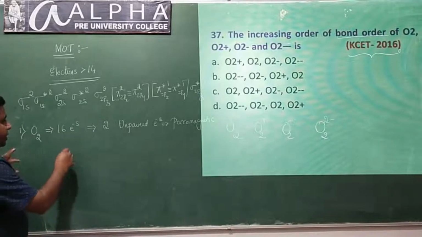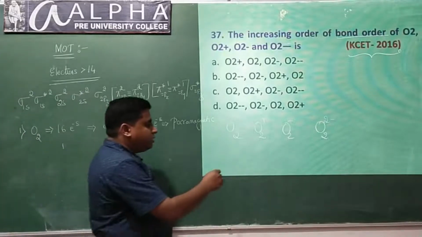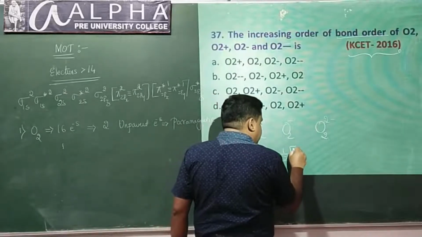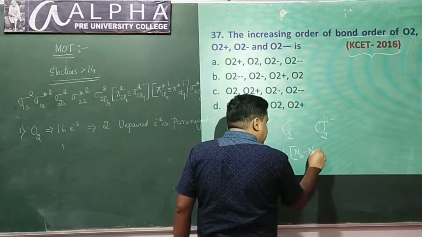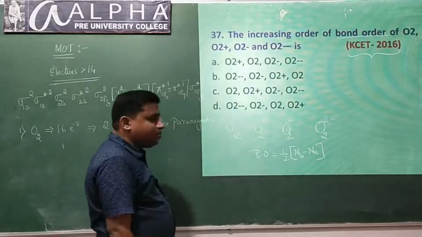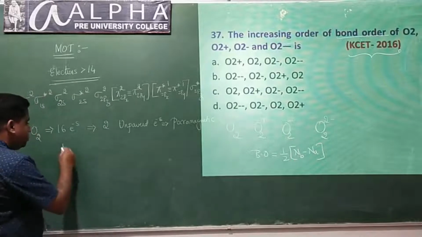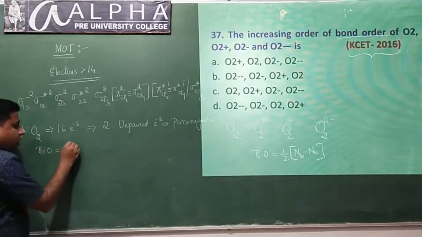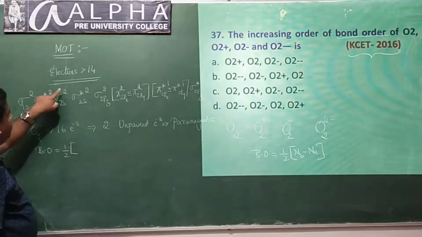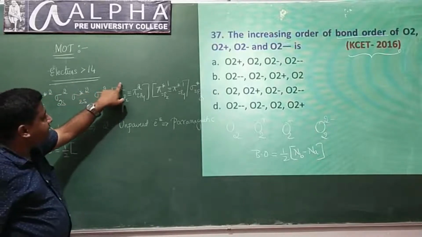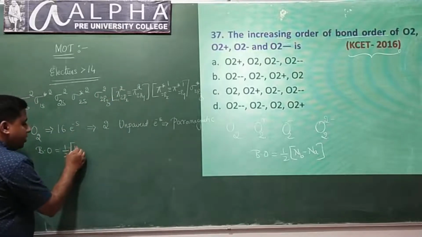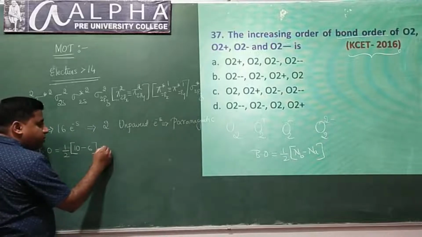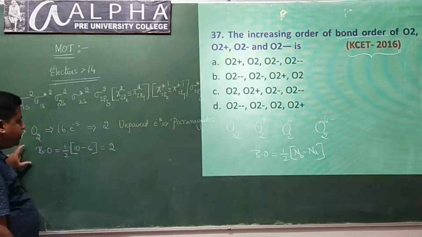Now let us calculate the bond order. What is the formula to calculate the bond order? Bond order is equal to half of Nb minus Na, the number of bonding electrons minus the number of anti-bonding electrons. So let us use that formula. Bond order is equal to half of the number of bonding electrons, 2, 4, 6, 8, 10. So 10, remaining 6, isn't it? 10 minus 6 is 4, 4 by 2 is 2. So the bond order of O2 is 2.